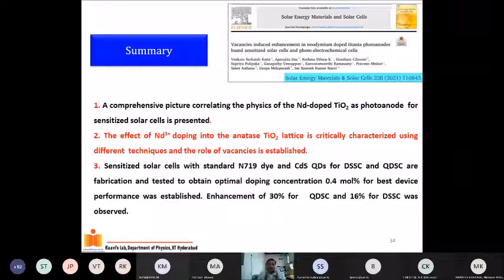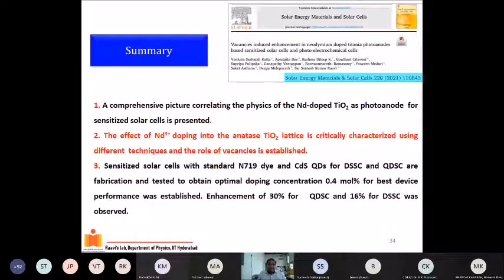Now to summarize, what we have done in this work is I presented you a comprehensive picture correlating the physics of ND-doped TiO2 as a photoanode for sensitized solar cells. The effect of ND-doped TiO2 in the cells is critically characterized using various techniques, and also the role of vacancies is established. I didn't touch upon the vacancy because there is another experiment which we did called XPS that takes a lot of time, so I didn't bother to explain here. It is understood that the moment you change the property of the titanium, the vacancies will increase. What is the vacancy you're talking about? It is the oxygen vacancies which are happening.